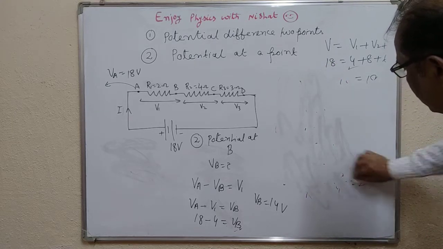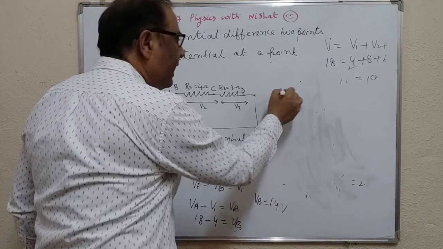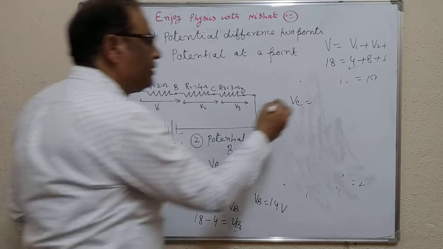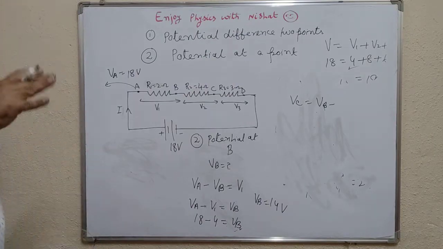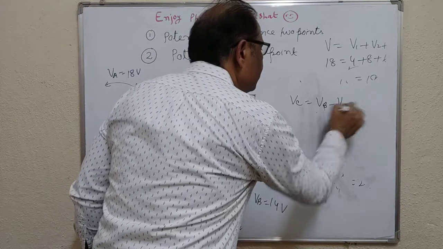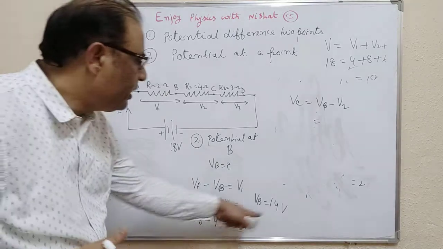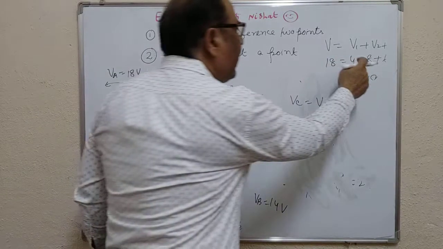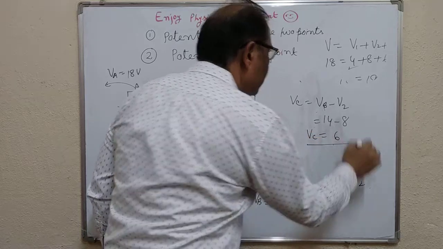Now, you want to find out potential at C. So potential at C means VB, the higher potential, minus how much drop? That is V2. Here V2 is the drop. How much is VB? Just to find out, VB is 14 volt, and drop V2 equals 8 volt, so minus 8. So 6 volt. VC is equal to 6 volt.